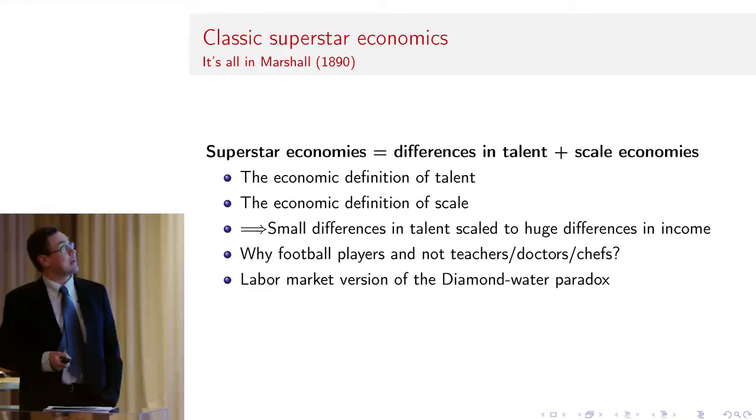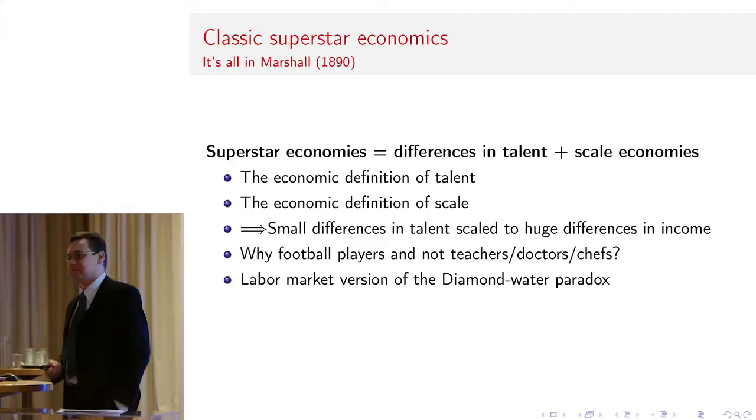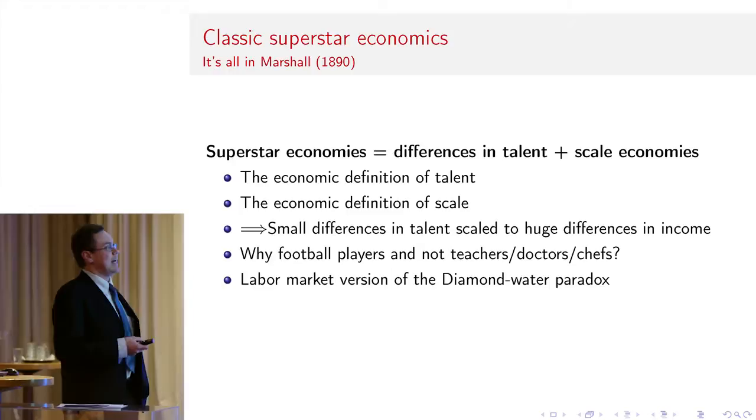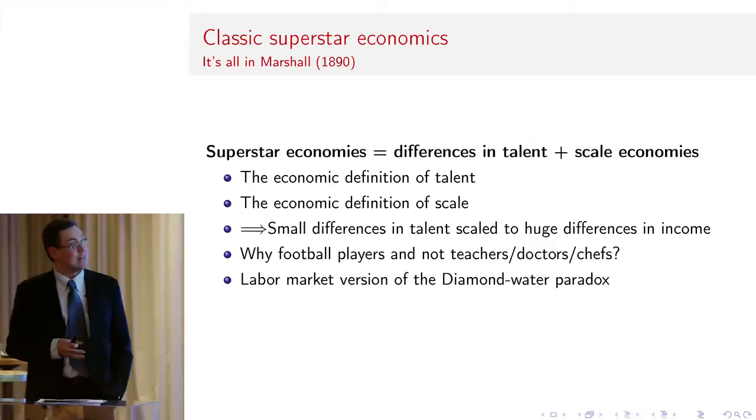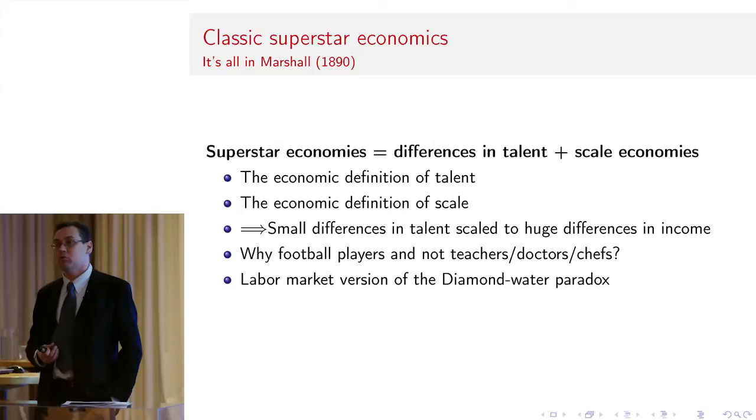There's a saying in economics that if you have some really basic idea, it's all in Marshall, this famous textbook from the late 19th century. Indeed, this example about Elizabeth Billington was taken from this old Marshall textbook, who used the size of a concert hall as an example of a superstar technology. So what's a superstar economy? When you have differences in talent between people, and you have a scaling technology by which the output of that talent can be produced for many, many consumers, then you have what we call a superstar technology, a superstar economy.